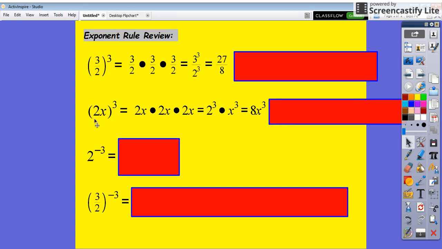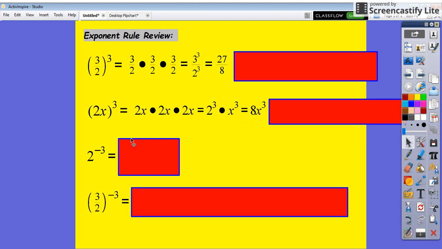So the exponent rule tells us that if we have a product and that product's being raised to the power, we can take each factor of the product and give it the exponent. So the factor of 2 would be raised to the third power, and the factor of x would be raised to the third power. And then from there, evaluate the exponent to simplify the expression.